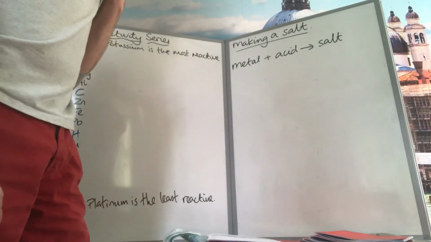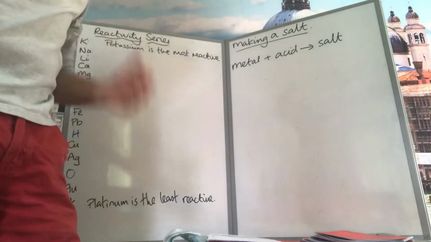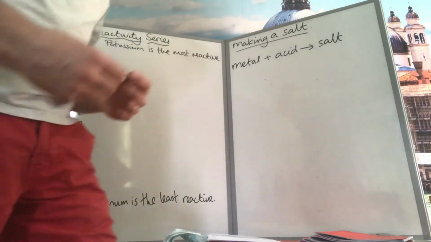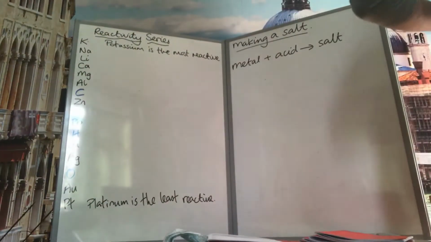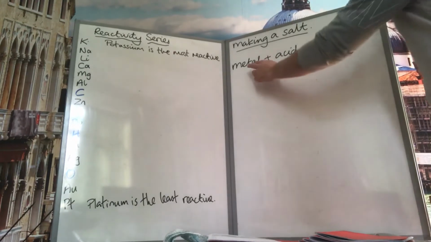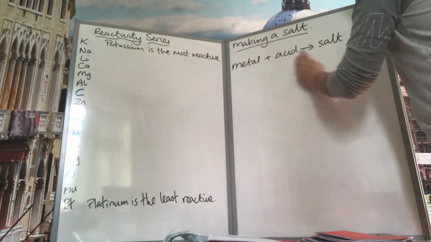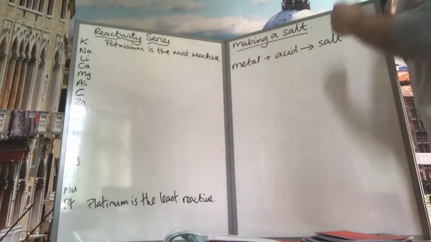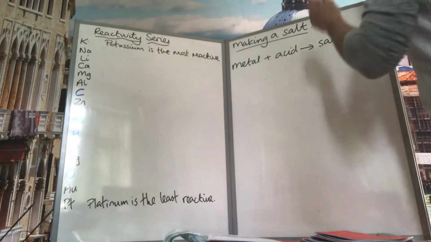Right, back again folks. This time we're looking at how we make a salt. So this is C5.4. Okay, key things we need to know then. When a metal reacts with acid, it's going to produce a salt. Now we need to know what that salt is.